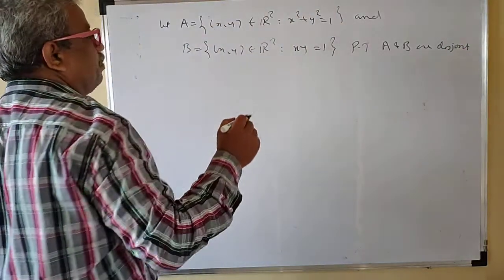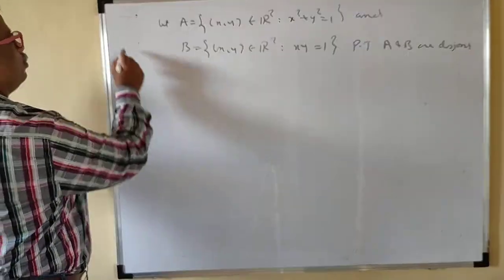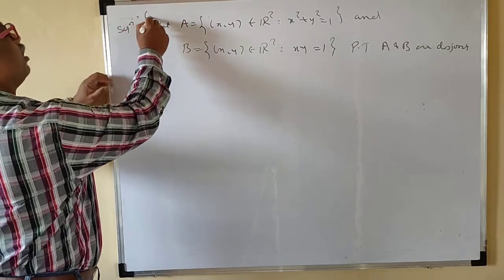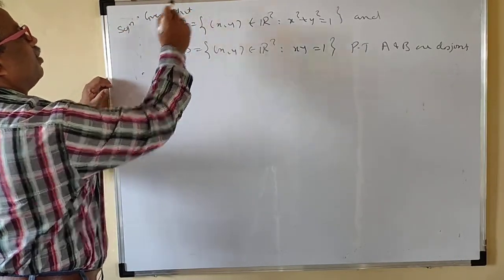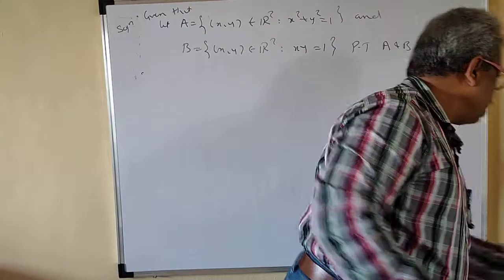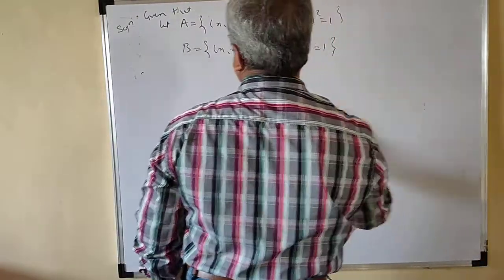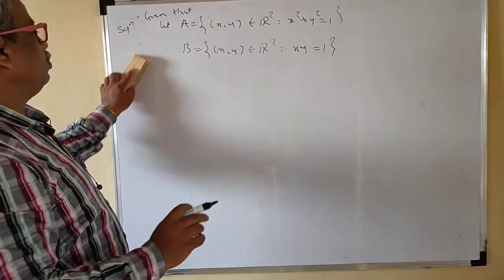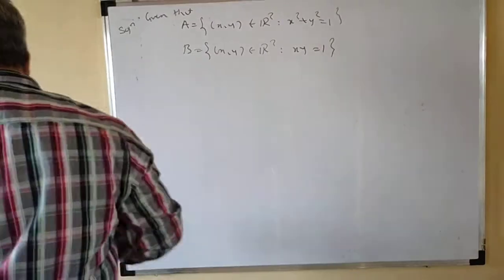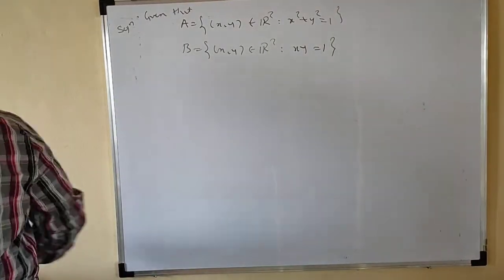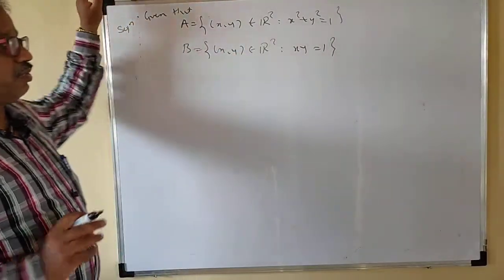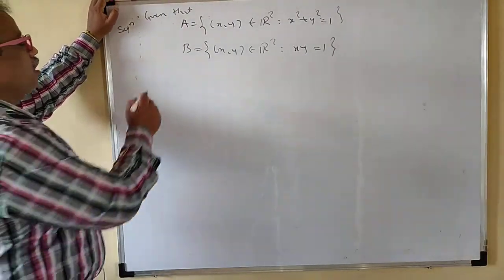Prove that A and B are disjoint. Okay, solution. Given that A is equal to the set of all (x, y) belonging to this, x square plus y square is equal to 1, and B is the set where xy is equal to 1.